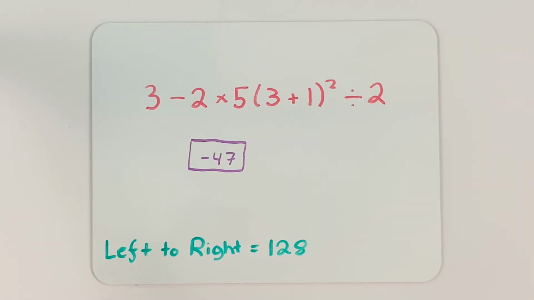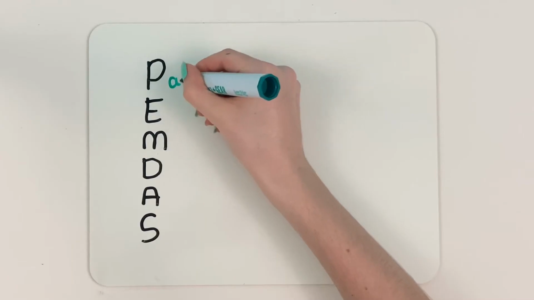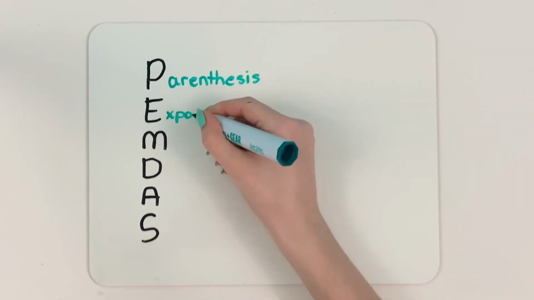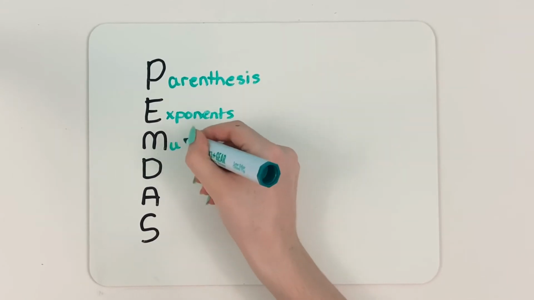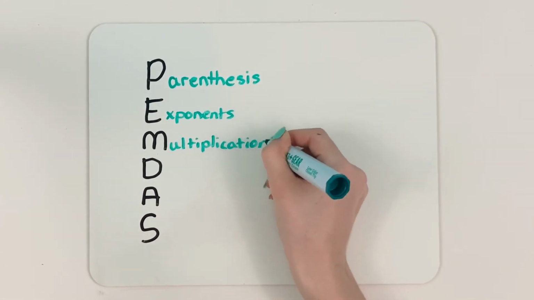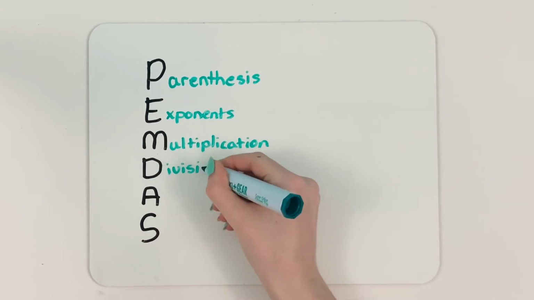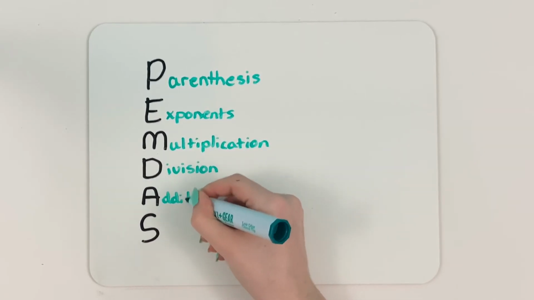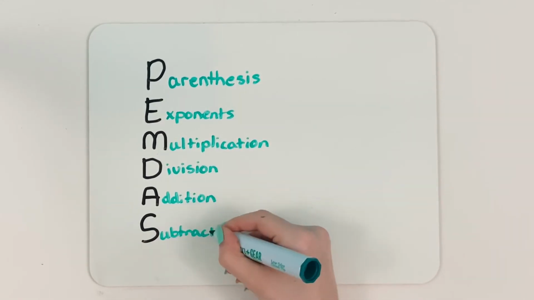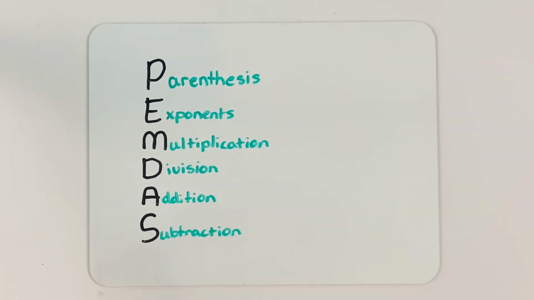This order is represented by the acronym PEMDAS. Each of these letters represents an operation. P stands for parentheses, E for exponents, M for multiplication, D for division, A for addition, and S for subtraction. You can read PEMDAS kind of like a step-by-step list.